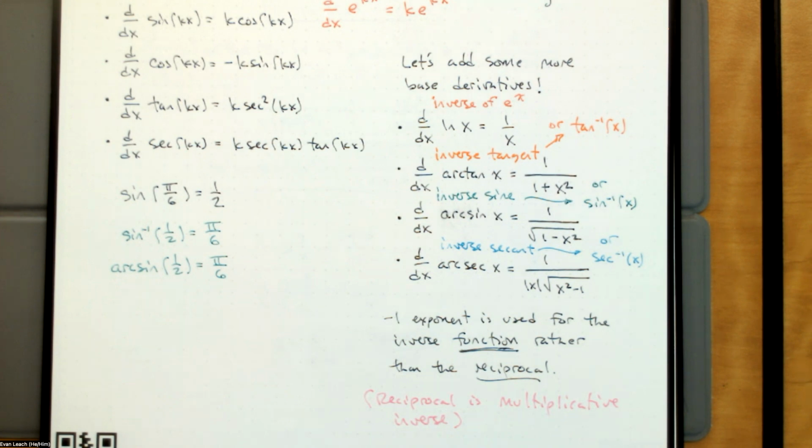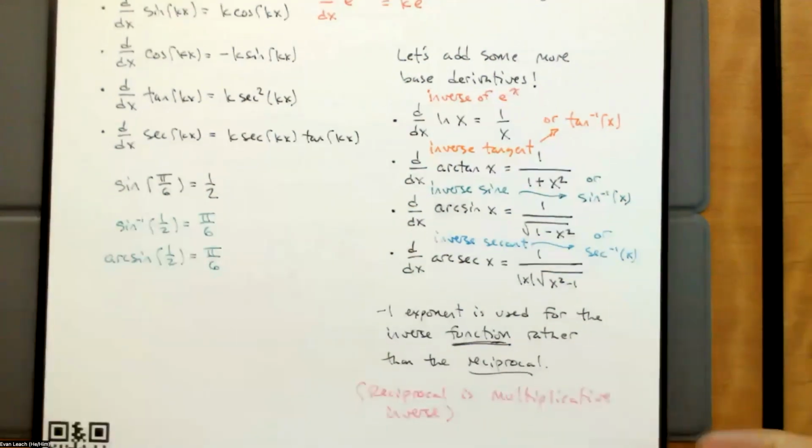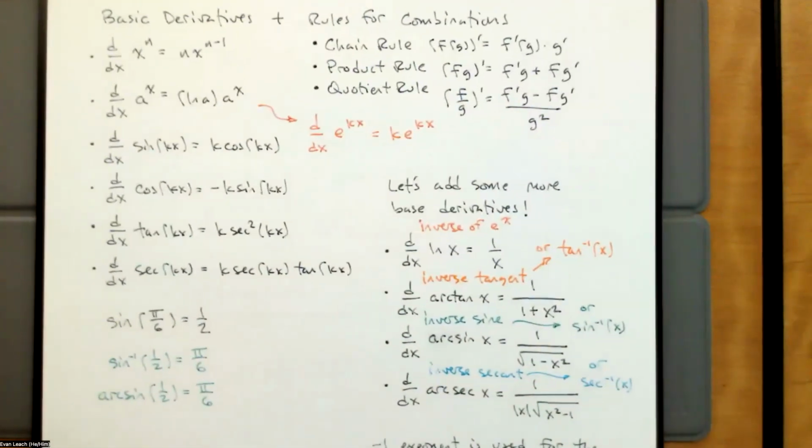All right, that's it for today. 3 new that you really have to know. More practice with your basic combination rules, chain rule, product rule, quotient rule. That's it for today. I will see you all tomorrow.